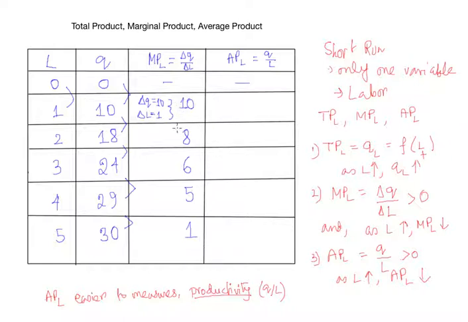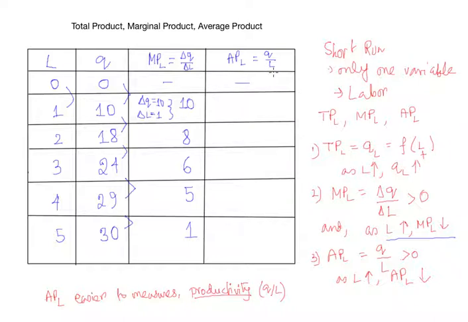If you look at marginal product, note the relation between L and MPL and see if this is satisfied. We claimed that as L increases, MPL decreases. This is the law of diminishing marginal returns to labor. Do we see that in the table? As L increases, MPL decreases. Do observe that.